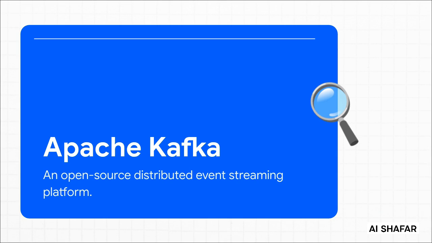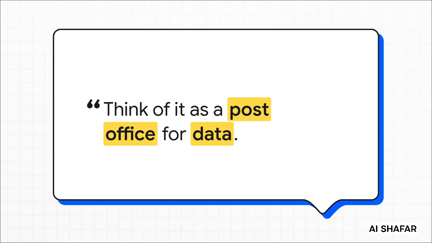Now, if you go and look up the official definition, you're going to find this: an open-source distributed event streaming platform. I know, right? That is a mouthful. It sounds super technical, maybe a little intimidating, but don't worry, we are going to break this down with a much, much simpler idea. So just forget all that jargon for a second. Honestly, the easiest way to wrap your head around Kafka is to just think of it as a super fast, super efficient post office, but for data.